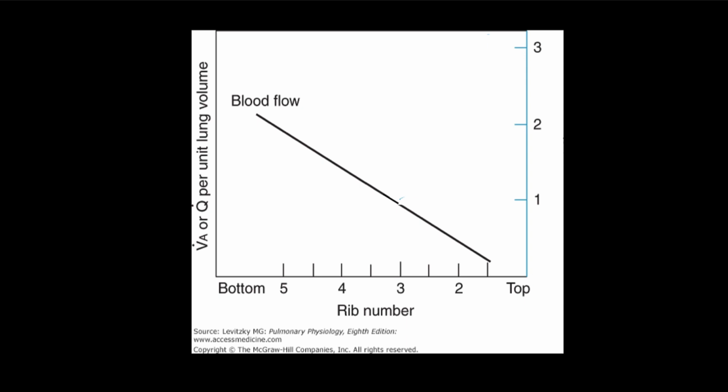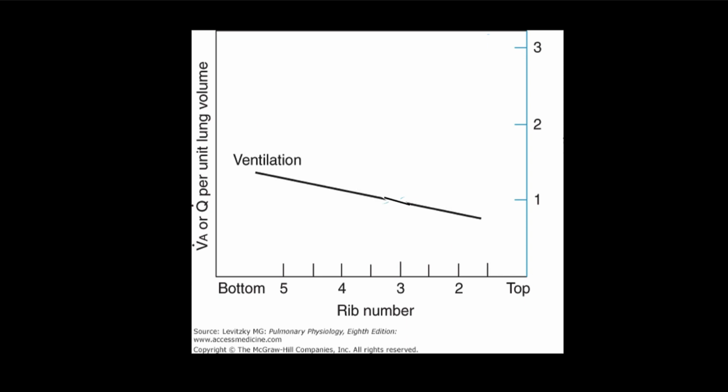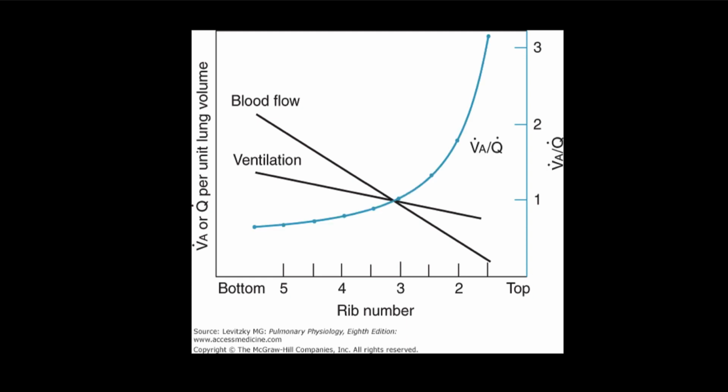The first line shows perfusion, and it shows that as you go from the bottom of the lungs to the top of the lungs, flow gets less. The second line is ventilation. In addition, as you go from the bottom of the lungs to the top of the lungs, ventilation gets less as well, though not as steep. And then you put those two on each other, and you can calculate the ventilation to perfusion ratio.